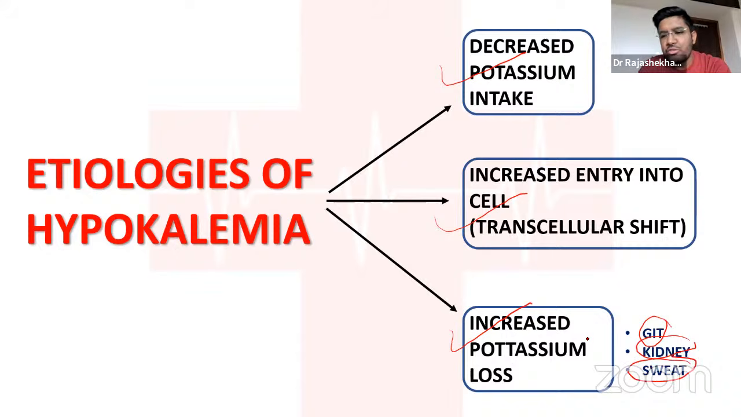Although sweat loss is very rare. In normal conditions, loss of potassium in the sweat is not going to occur. Only in uncommon conditions like excessive exercise, marathon runners, or underlying channelopathies like cystic fibrosis, can there be hypokalemia due to increased sweat loss.